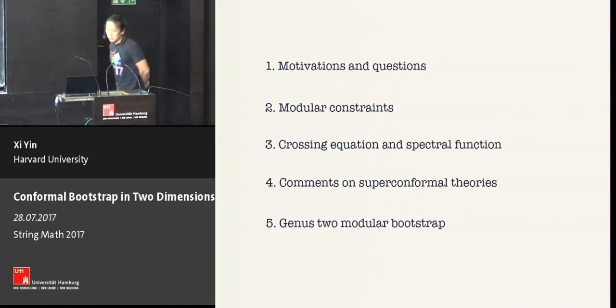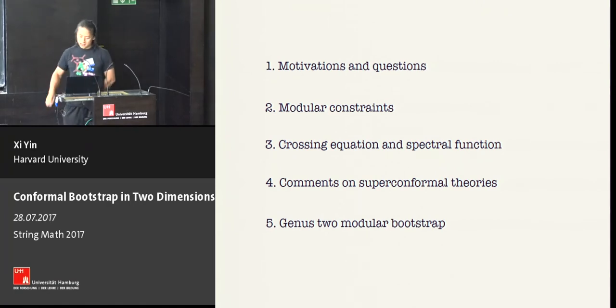Here's the outline of the talk. I'll describe some motivations and the questions that I find interesting, and I'll describe various constraints from modular invariance and crossing, and I'll comment on superconformal theories, and finally discuss some use of modular constraints from genus 2.